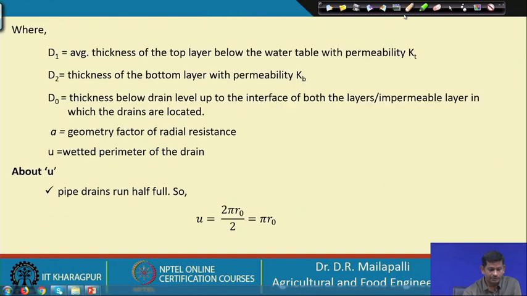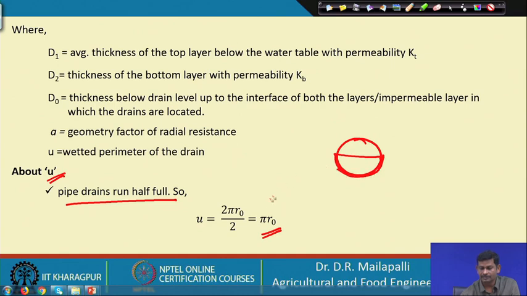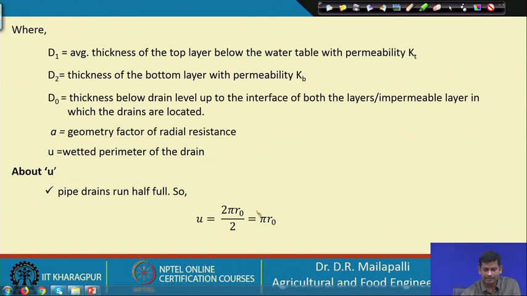So, here about U. The pipe drain runs half full, that is the assumption. In the case of a circular pipe, you get U as half of the perimeter of the circle, so that is pi r naught, where r naught is the radius. Here U is the wetted perimeter of the drain, and A is the geometry factor of the radial resistance that we are going to estimate. So, let us find out.